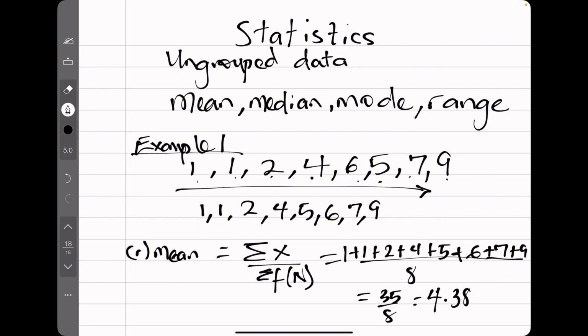So you could cross check. Let me give you about 2 seconds to cross check from your side what you got. 1 plus 1 plus 2 plus 4 plus 5 plus 6 plus 7 plus 9. So you have 4.38. I believe you should have done that.